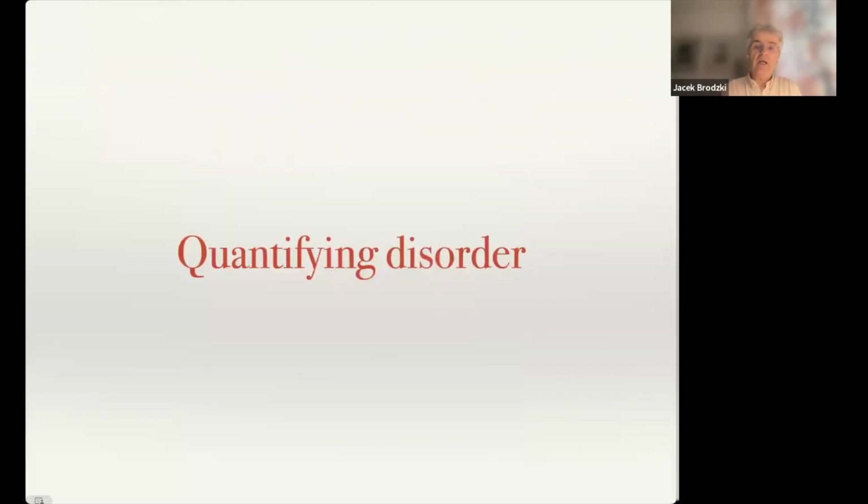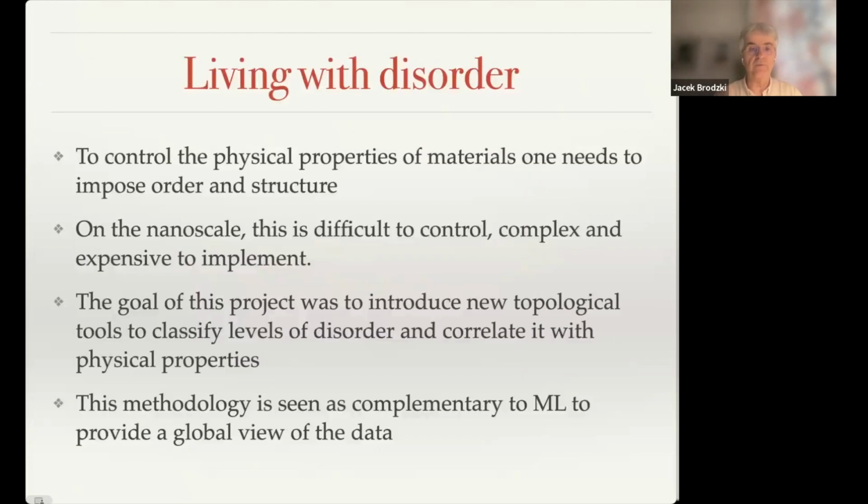Okay. Now let me take you to another part of this talk, which is where we quantify disorder. So disorder is a fact of life. Whenever you build anything, you want to be able to control its properties. So for instance, you have a reflector that is supposed to work in certain wavelengths and do certain things, and so on.